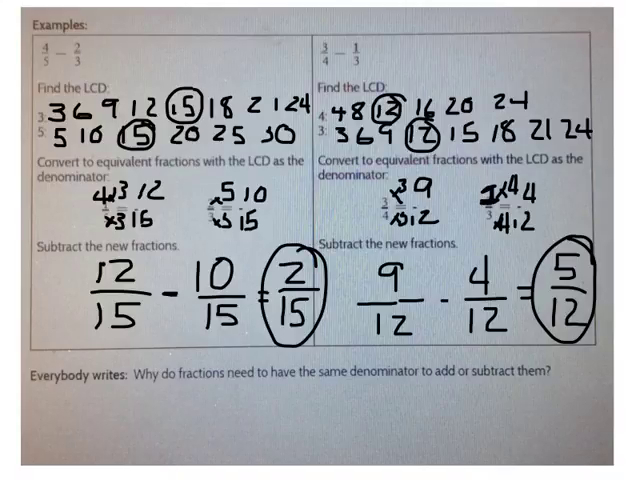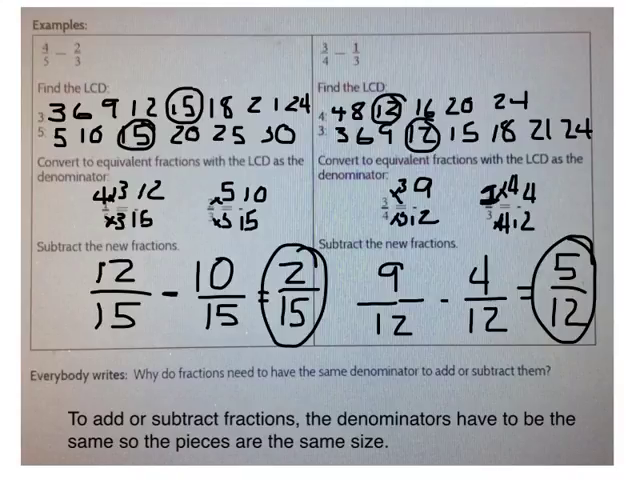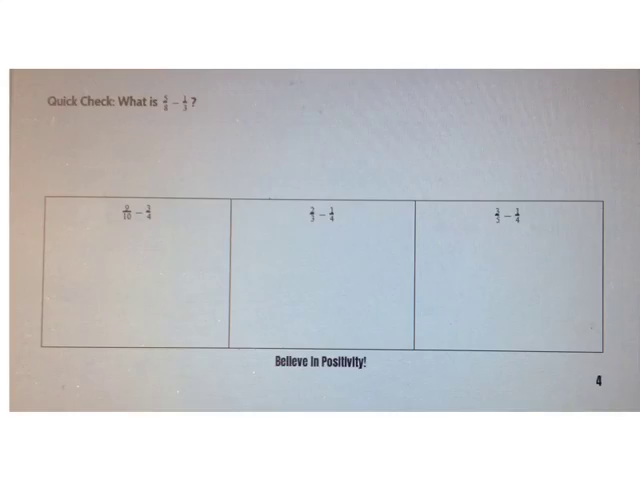Let's answer this question one more time. Why do fractions need to have the same denominator to add or subtract them? Remember, to add or subtract fractions, the denominators have to be the same so that the pieces are the same size. Now you try 4 problems.